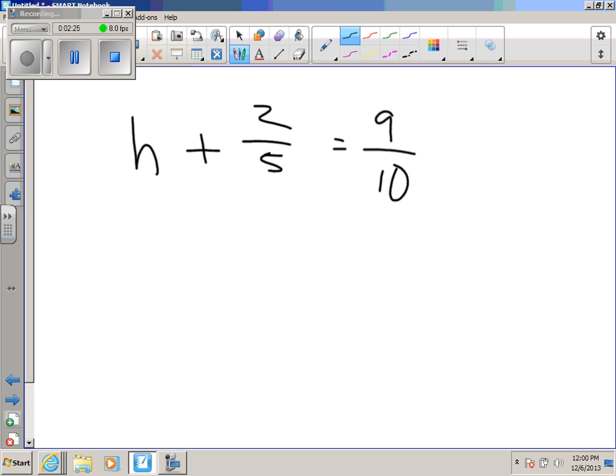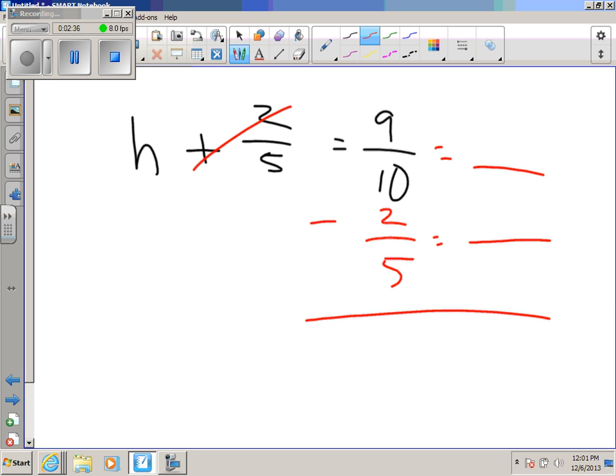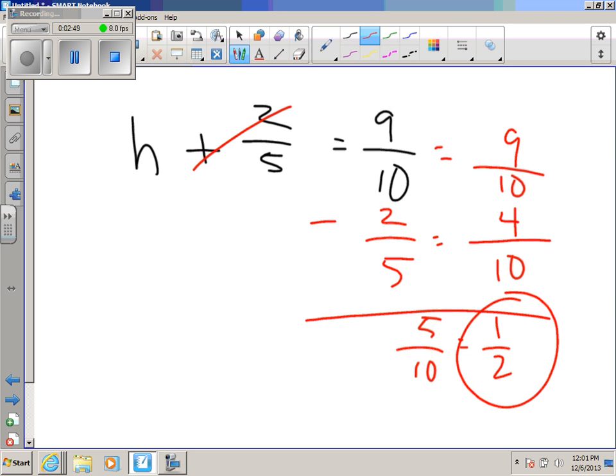Try that one. So, Key, the opposite of adding 2/5? Common denominator? 9/10 minus 4/10 equals? 1/2 is the same as saying half. 1 and a half gives you the 1.5, but you can say 1/2. Okay? Opposites.